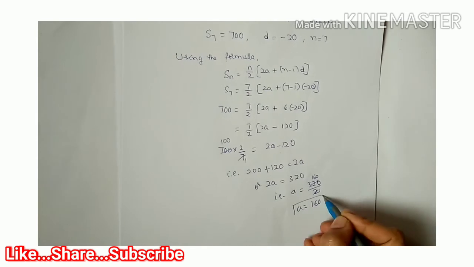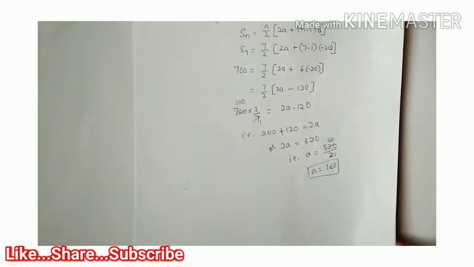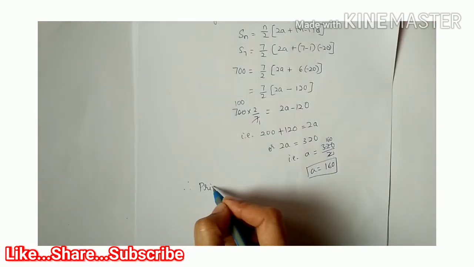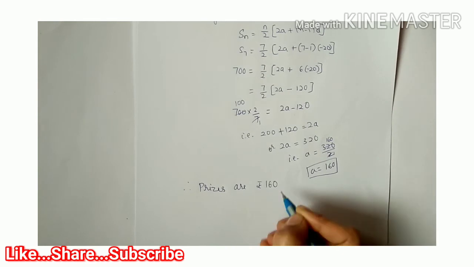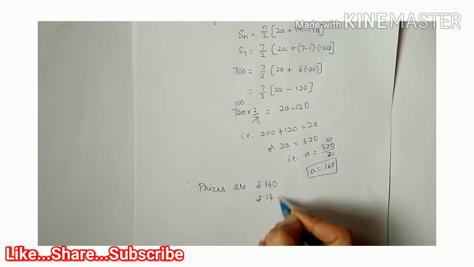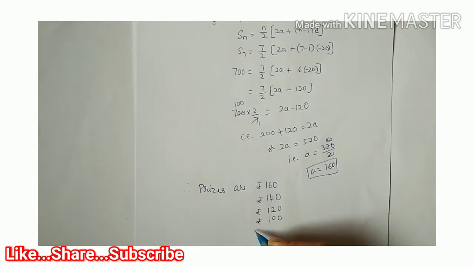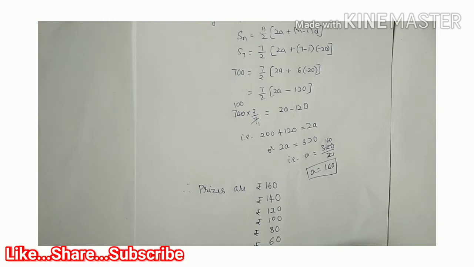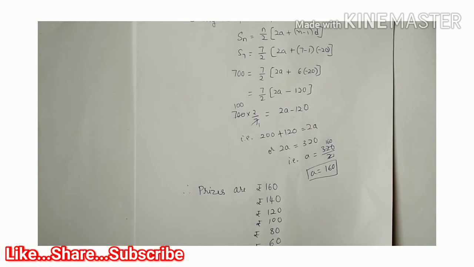Therefore first term is 160, therefore prizes are rupees 160, next prize rupees 140, 120, 100, 80, 60, last one 40. The 7 prizes are rupees 160, 140, 120, 100, 80, 60 and rupees 40.